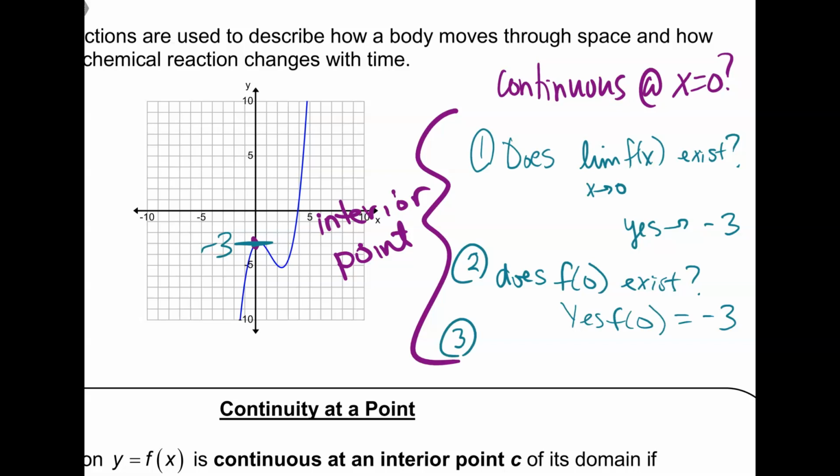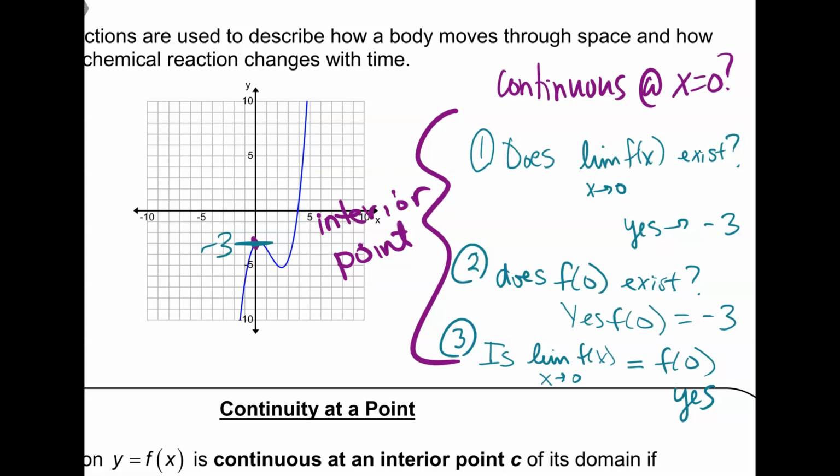So last I say, is the limit of f of x as x goes to 0 equal to the function value there? Yes. So guess what? I will be continuous at x equals 0. So continuity at a point, 3 things. Is there a limit? Cool. Is there a function value? Awesome. Do they match? Awesome. All 3 things you have to pass in order to be continuous.